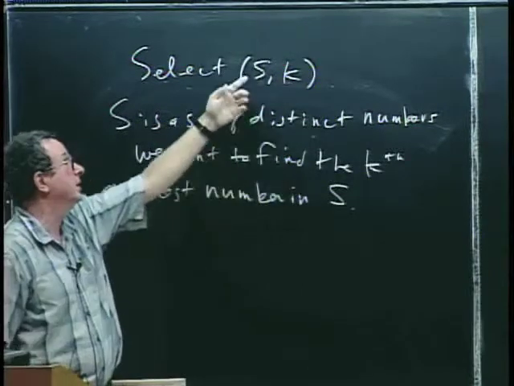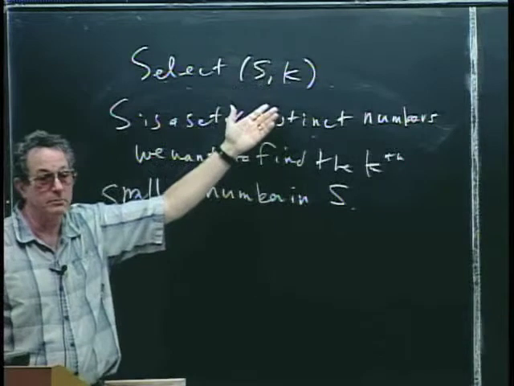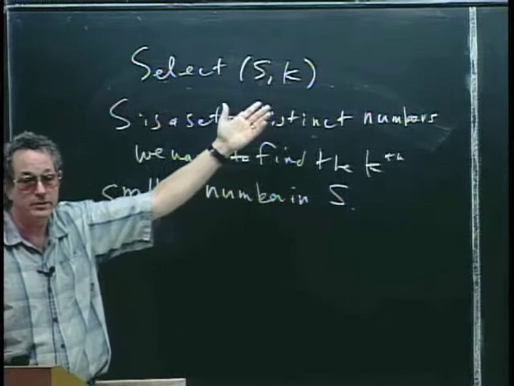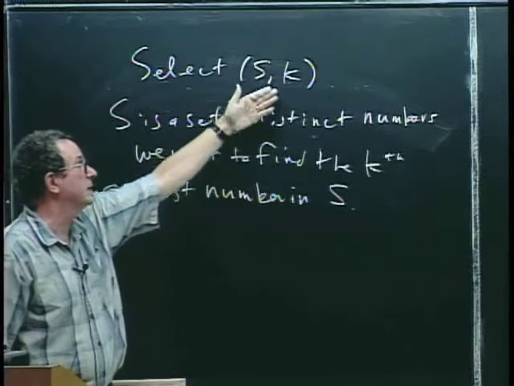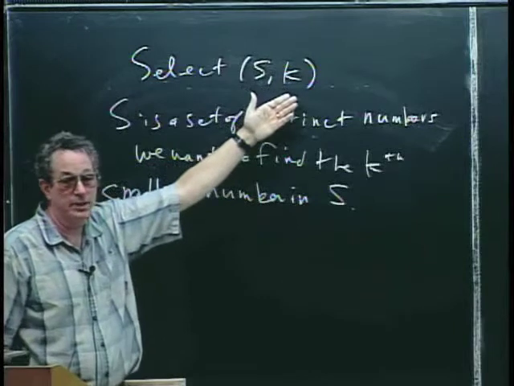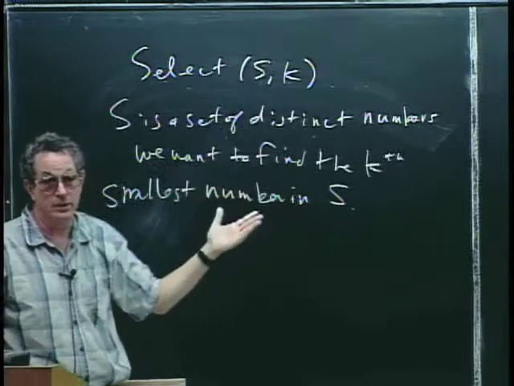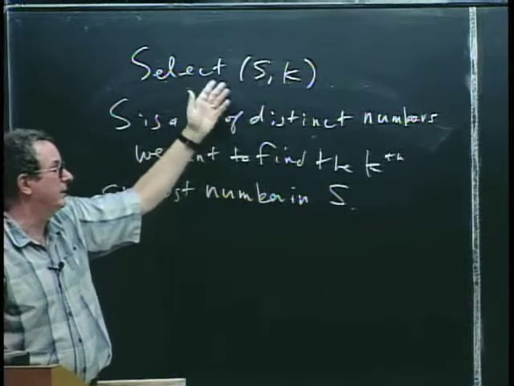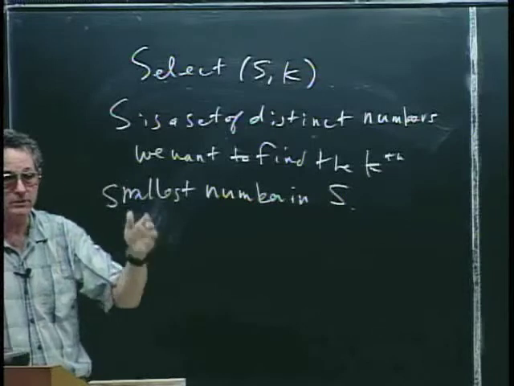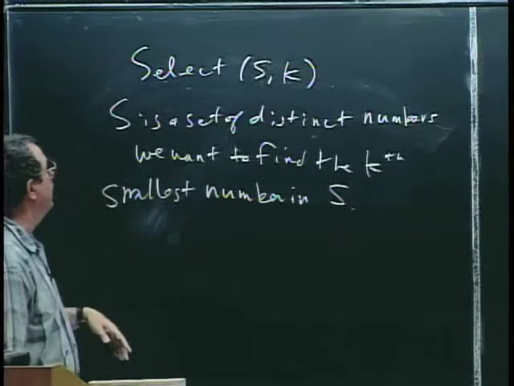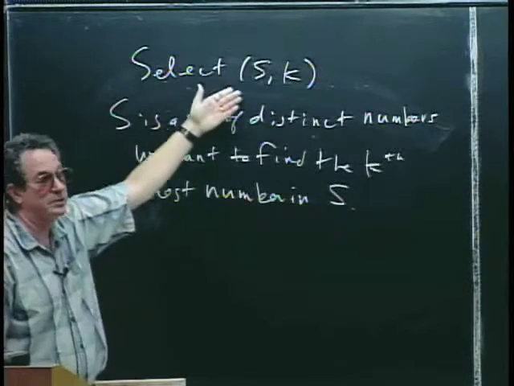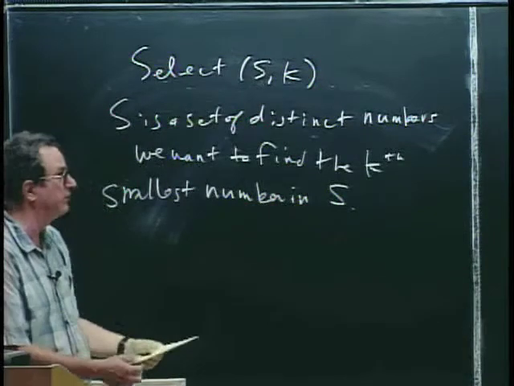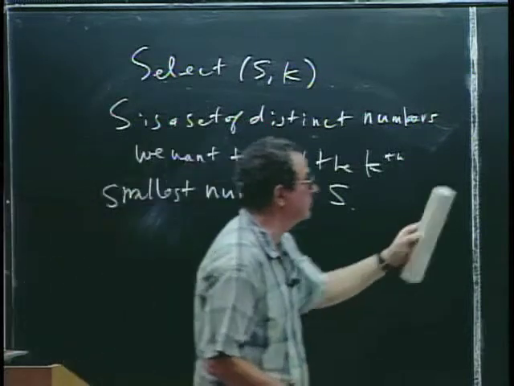number in S. So if I say select(S, 1), that's the smallest number in S. And if k is the size of S, that's the largest number in S. And if I have roughly half the size of S as the value of k, that's the median of the set S. So this is a function that has some versatility. It's a range of numbers that it can return. And we think of this as a procedure heading as well as a function. So this is the beginning of the algorithm description.